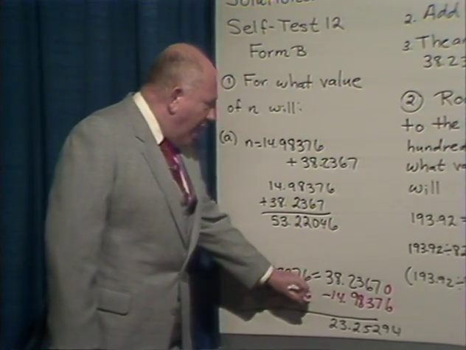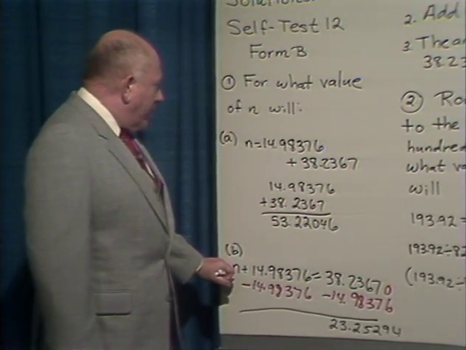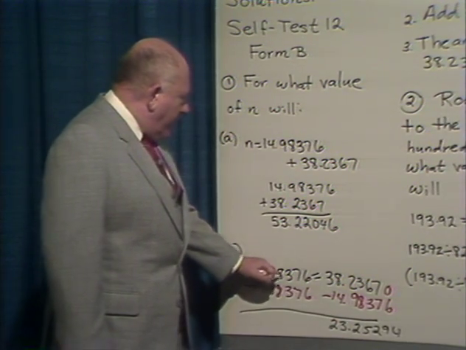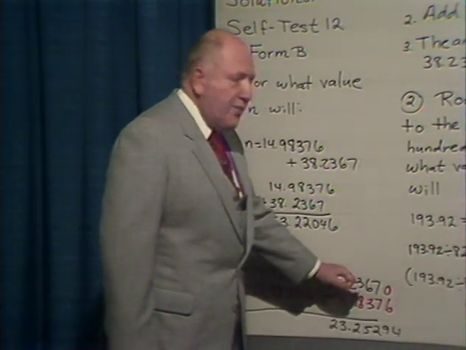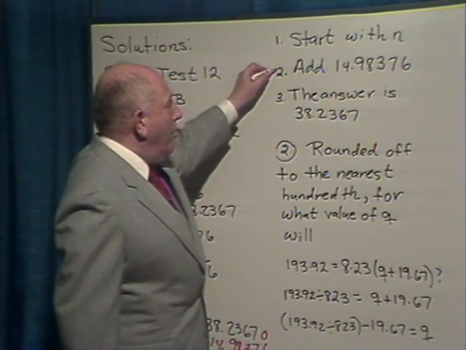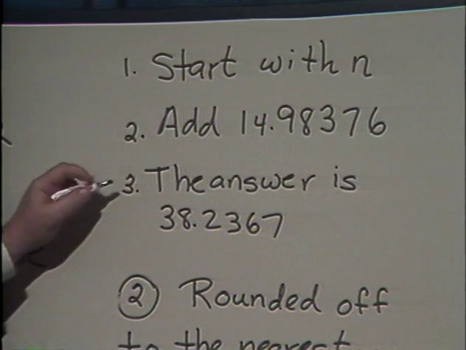And if you're still having trouble visualizing this, in terms of a verbal form, what does this say? It says start with n, add 14.98376, and the answer is 38.2367.